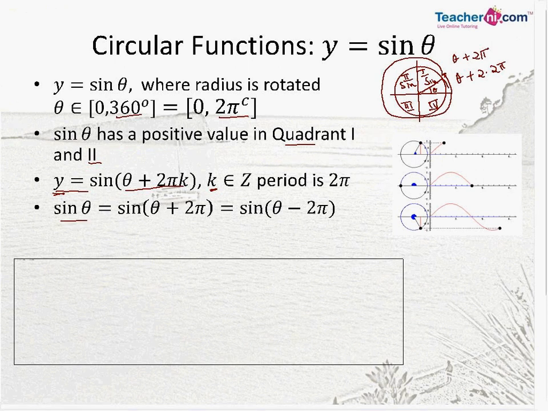So sine theta will be equal to sine of theta plus 2 pi as well as sine of theta minus 2 pi, because k is an integer. K belongs to Z means what? K is an integer. So for both positive as well as negative values of 2 pi, you will get sine theta itself.